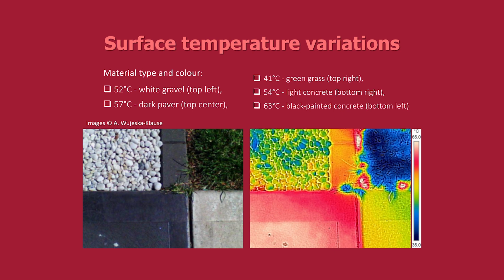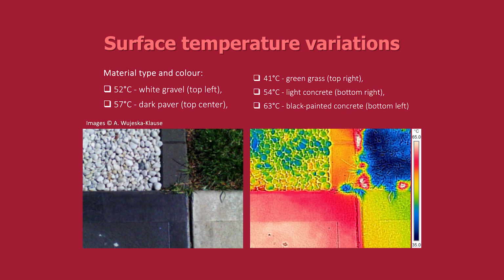At the top, you have the temperatures that are extracted from those thermal images. And here is the thermal image that shows you really how they appear when the image was taken. The scale shows you in blue low and in red and white high surface temperatures. And you can see that the white gravel and the light concrete had a very similar color. They were around 52, 54 degrees.